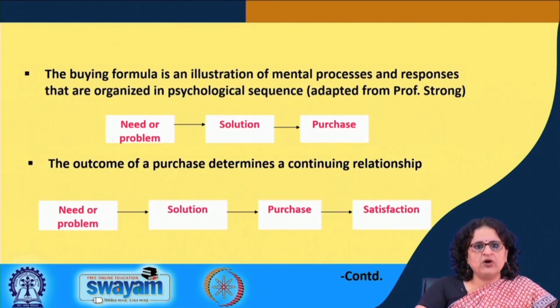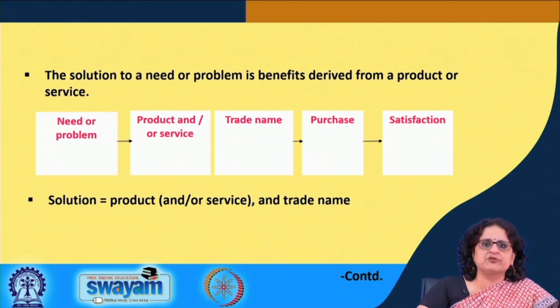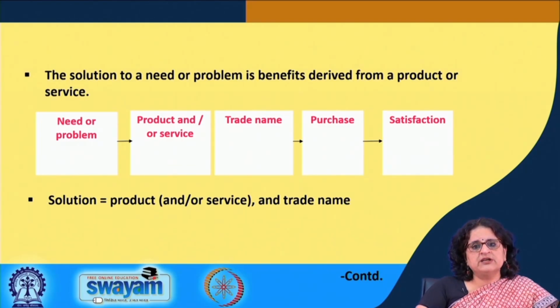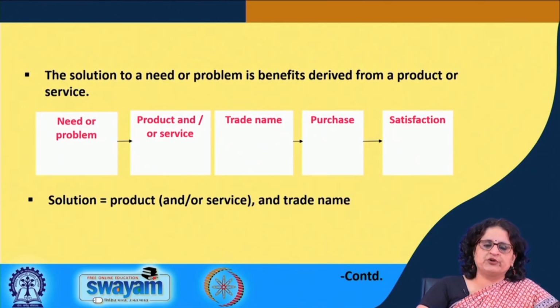Now, if we talk about the purchase, the solution to the need or problem here would be in terms of a benefit. But the benefit is something which would be derived from a product or a service, and the product or service also has a name or a trade name. So, if we look at the need or problem, the solution to it is a purchase. A purchase of what? Of a product or service which has a trade name.